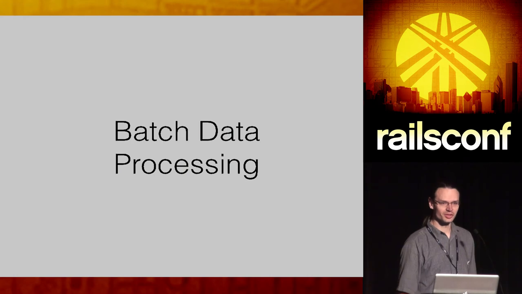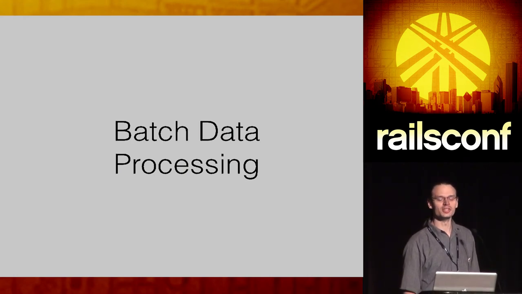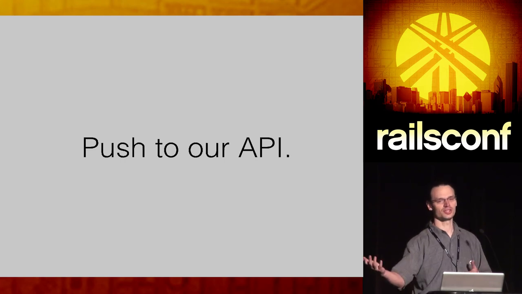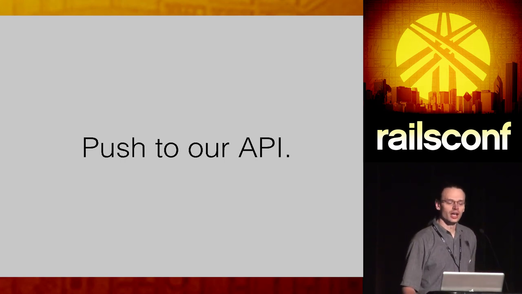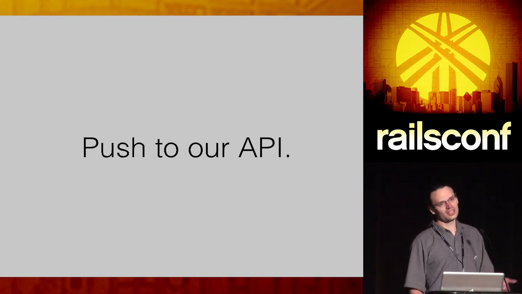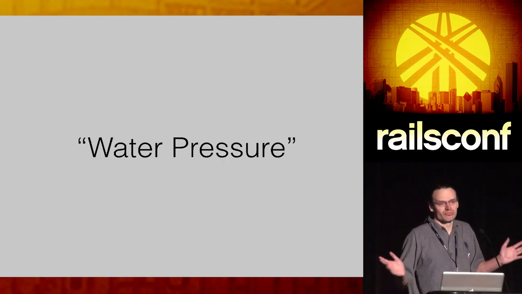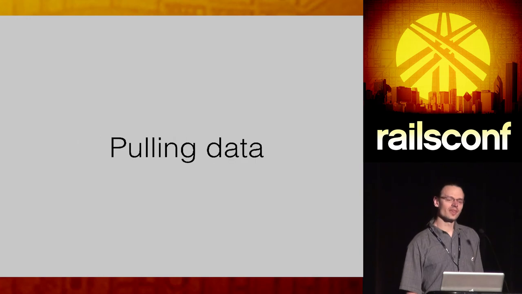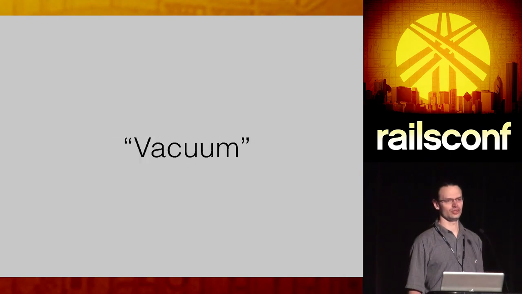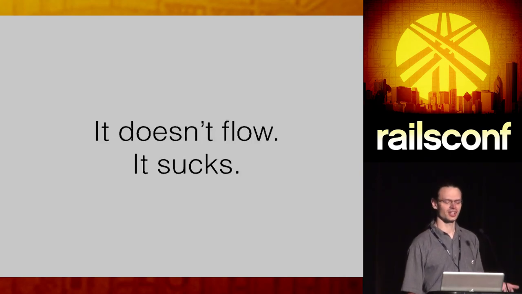Hi, everyone. I'm here to talk to you about something that is not very glamorous, but you have to do it sometimes, and it can be a pain. This is about two kinds of data flows. We have a push flow and a pull flow. When you integrate with partners that you're getting data from, you ideally want to tell them, just integrate with our API, and then you can just sit back, and the data comes in. It's like water pressure. You just let it come in, and it's great. On the other hand, sometimes you need to go and get the data. This is kind of like a vacuum. It doesn't flow. It sucks.